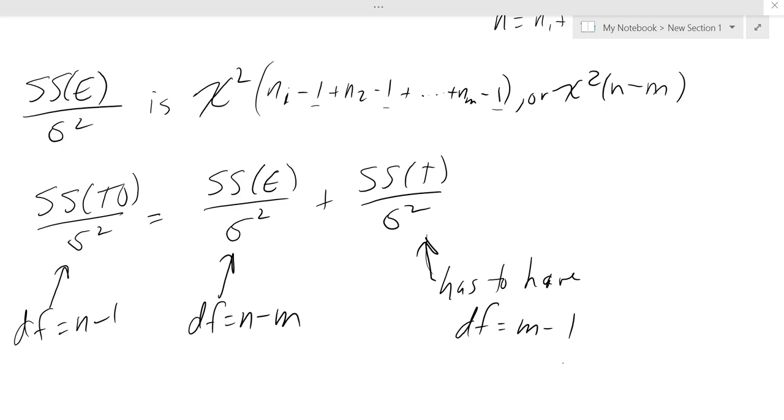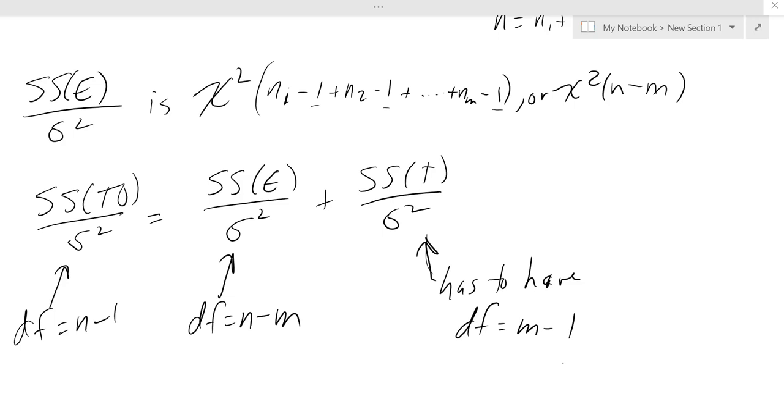Now again, that last one, SST over sigma squared, has to be chi-squared as well. There's a theorem on page 382 that gives you the result that you need. The proof's not in the book. If you really want to see the proof, I have the book that the proof is in if you want to read it. I'm going to take a wild guess and say no one takes me up on that.